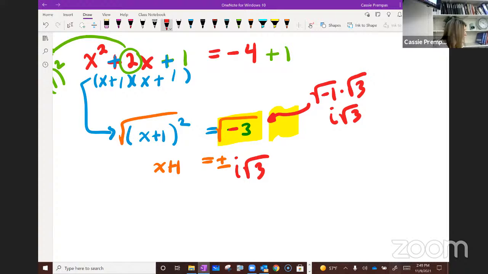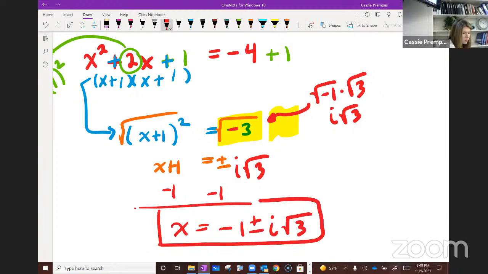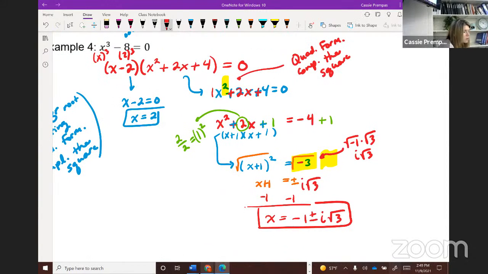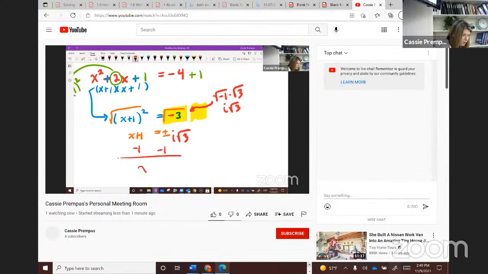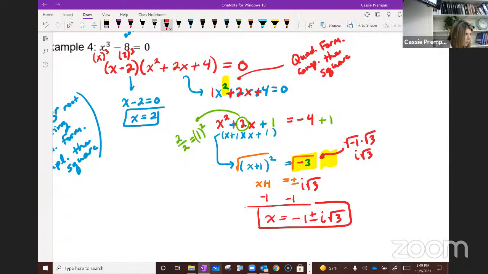So now I do have to get x by itself. So what do I have to do with this +1? Minus it. Nice. And we have x is equal to -1 plus or minus i root 3. So there's our two imaginary solutions. This is a cubic. So we did have three. We did have 3 solutions, because there's 1 here and then the 2 here.